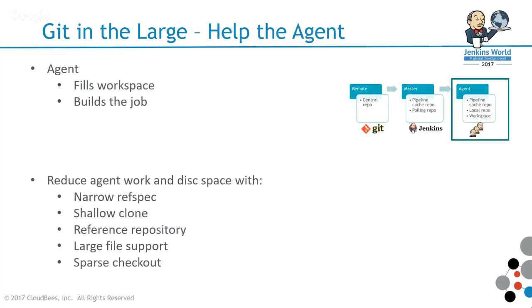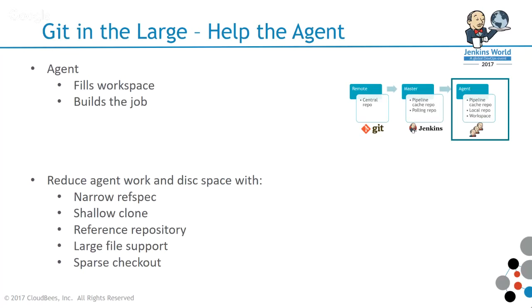Now, the agent is a place where you can get significant benefit by using these techniques. The agent is the one that's responsible to populate the workspace by checkout, and it's the one that builds the job. It does the work. So the key things that can help you there: narrow the ref spec so that you ask for less from the central repository and you get less stored on your local workspace. Use shallow clone to limit how much history you get when you don't need full history. Reference repositories can be a major savings on the agent.